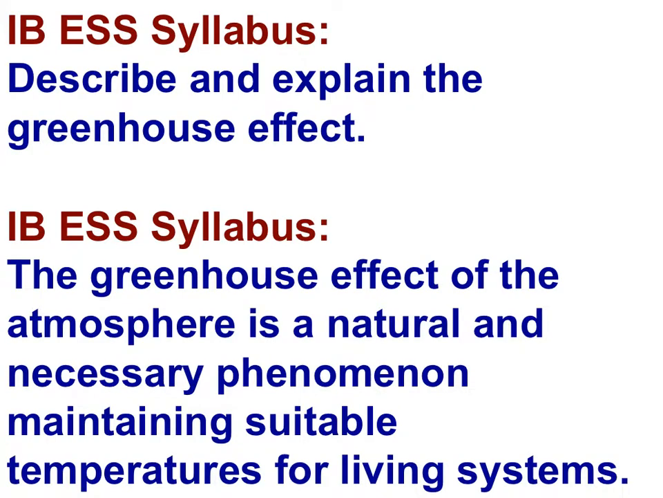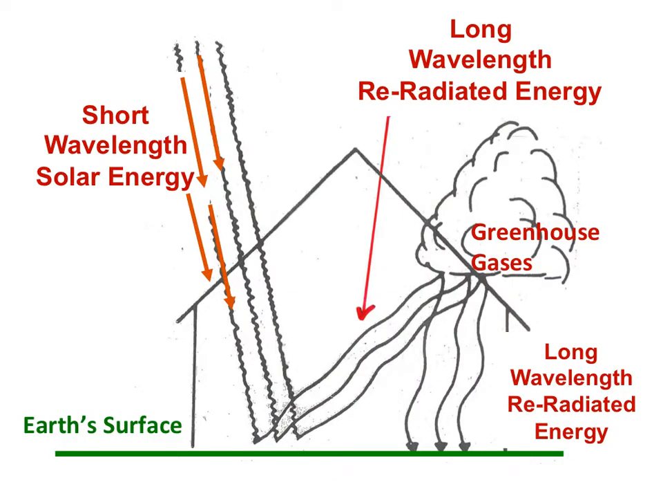So I've returned to this IB syllabus statement, knowing that I have not really addressed this statement directly yet. What I need to do is describe and explain the greenhouse effect as a natural and necessary phenomenon, maintaining suitable temperatures for living systems. The greenhouse effect of the Earth can be understood in the image of a greenhouse. Inside the greenhouse is the Earth's surface, but the glass represents the gases of the atmosphere.